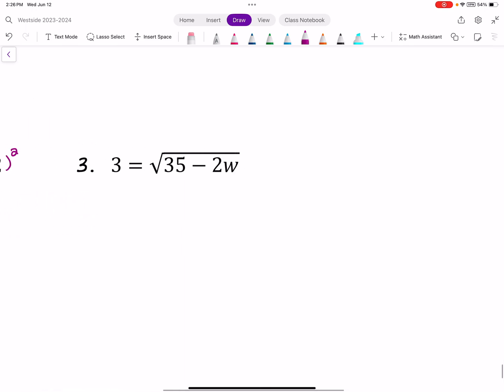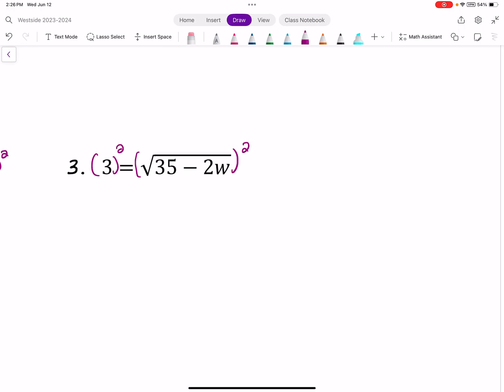All right, number 3 is similar to number 2. Everything with the w is under the radical. So before I can start adding and subtracting, I need to get rid of that radical. So to get rid of it, I'm going to square it. So 35 minus 2w. And then on the left side, 3 squared is 9. Now I'm able to start looking at getting w. So I'm going to use this two-step and solve down for w.